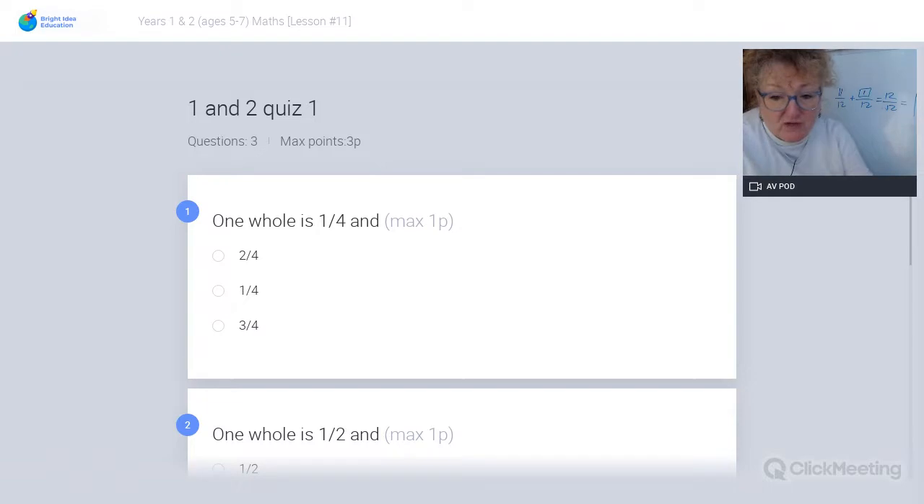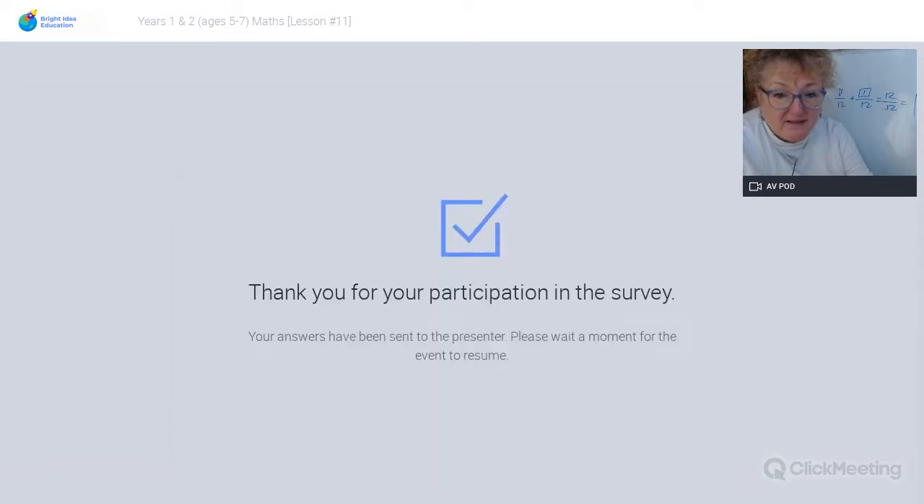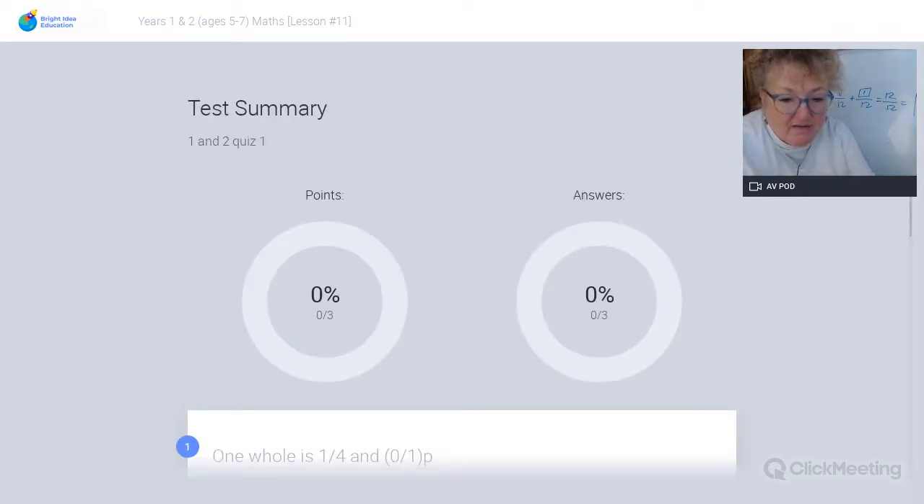So I'm just going to end the voting. Going to end the little quiz. So well done. Just going to end the quiz. And I'm going to share the results so you can see what you got. So what will come up on your screen are 2 circles. The one on the left tells you how many points you got.